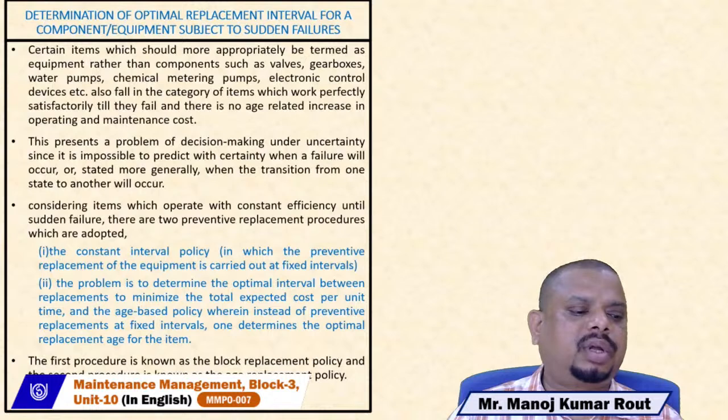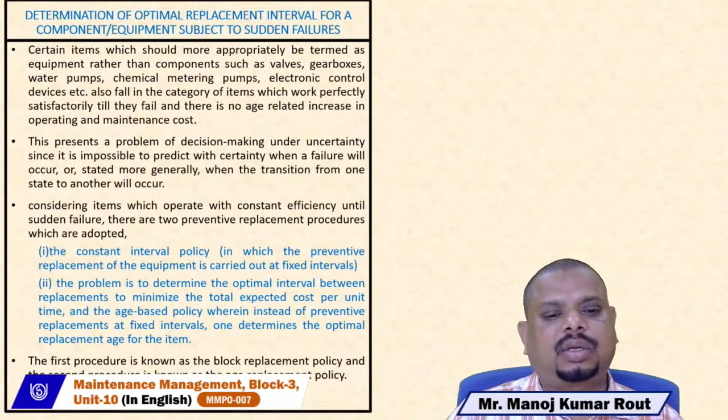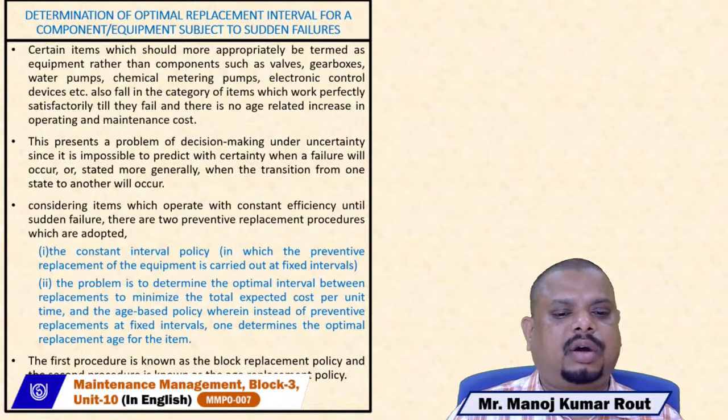The first procedure is the constant interval policies, in which the preventive replacement of the equipment is carried out at a fixed interval. I repeat, the constant interval policies. The second is where the problem is to determine the optimal interval between replacements to minimize the total expected cost per unit time, and the age policies, where instead of preventive replacement at a fixed interval, one determines the optimal replacement age of the items.